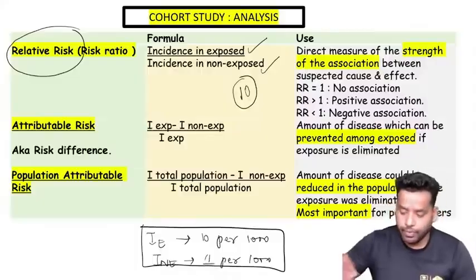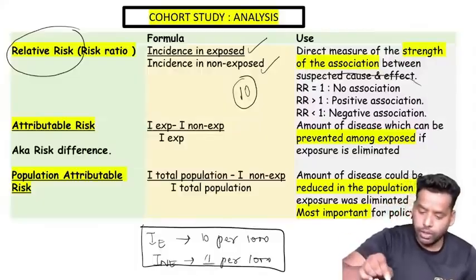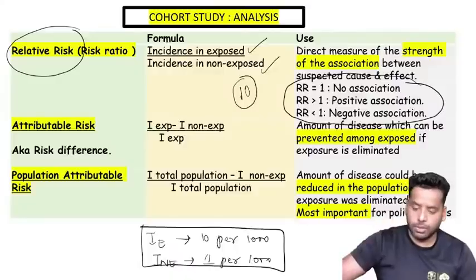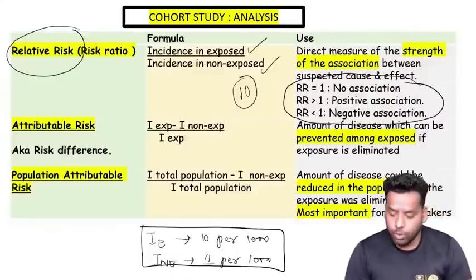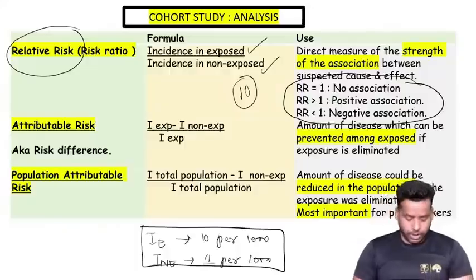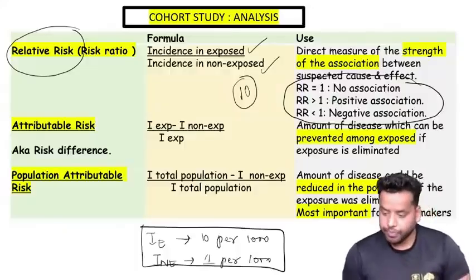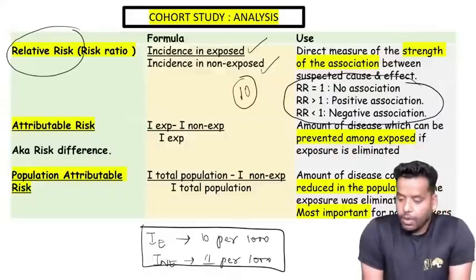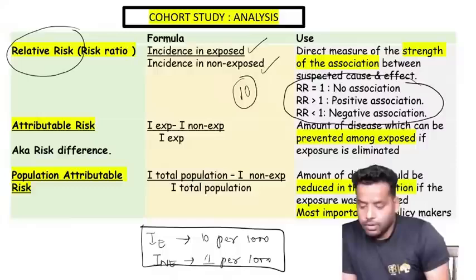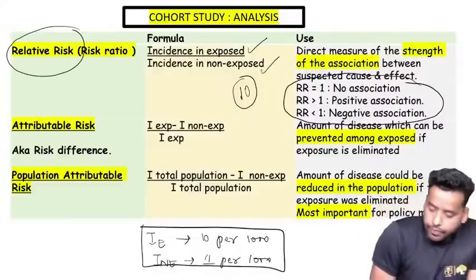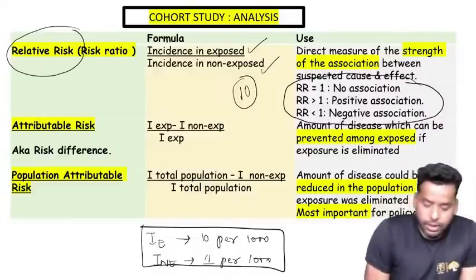Relative risk. If it is more than 1, what type of association? Positive association. Good. Positive association.